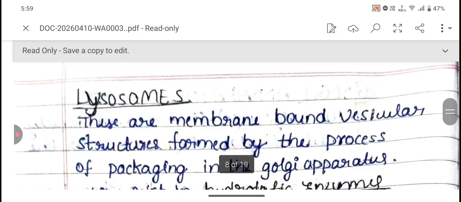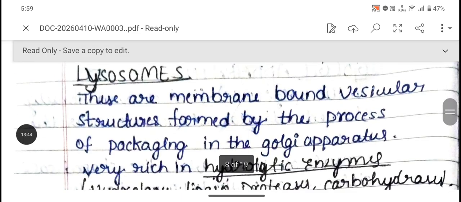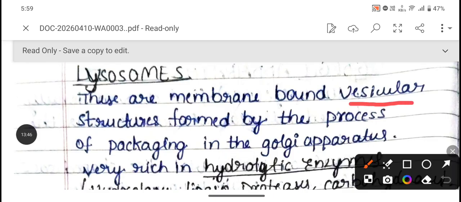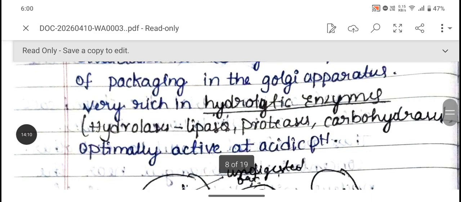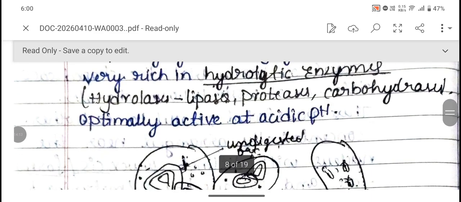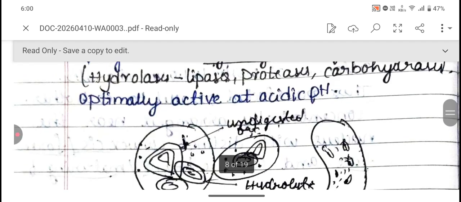And some other organelles are lysosomes. These are again membrane bound vesicles. These structures are formed by the process of packaging in the Golgi apparatus, and the most important point to observe here is the presence of hydrolytic enzymes inside the lysosomes. These are lipases, proteases, and carbohydrases. These lysosomes are optimally active at acidic pH.